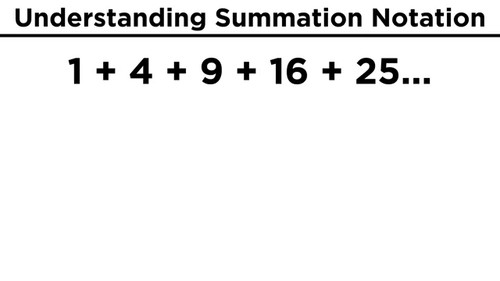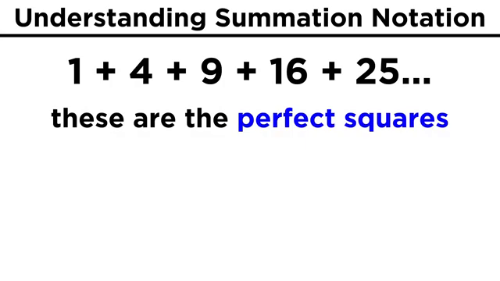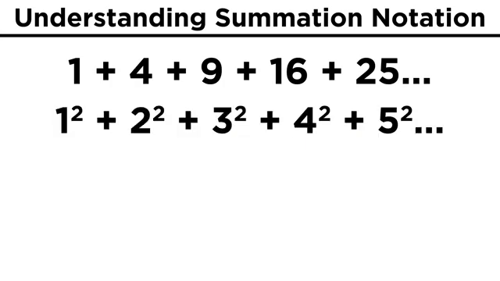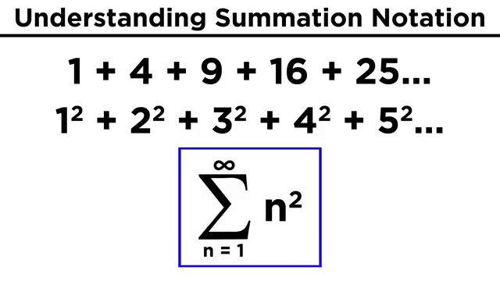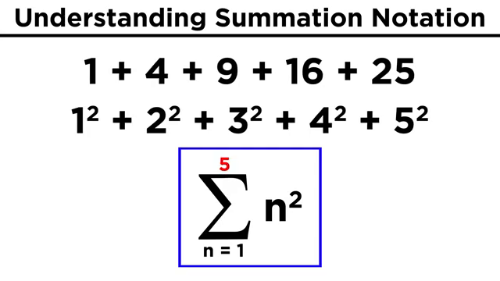What is this? Well, it's the list of perfect squares. We could rewrite this as 1 squared, 2 squared, and so on. That means we could write this as the sum of n squared from 1 to infinity. We could also truncate it at any particular term, like after the 5th one, and then make the upper limit 5.